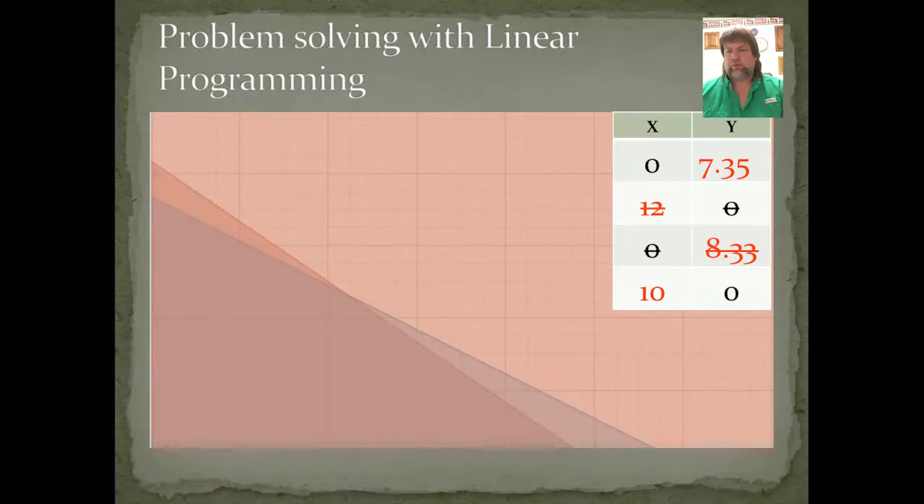Alright, now we're going to go ahead and do away with the point 12, 0, because it's way over here outside of the darker shaded region, and we'll do away with the point 0, 8.33, because it's way up here outside of the shaded area as well.